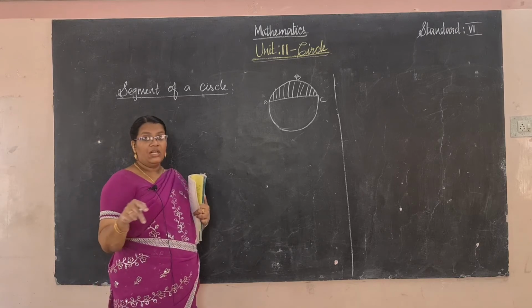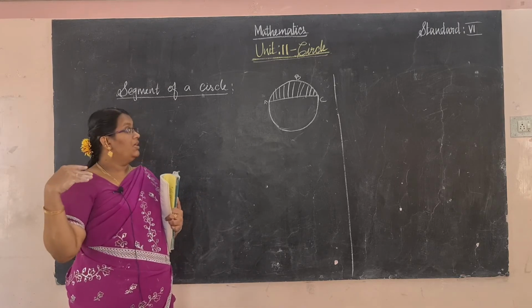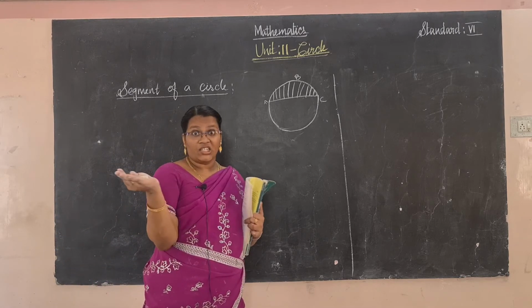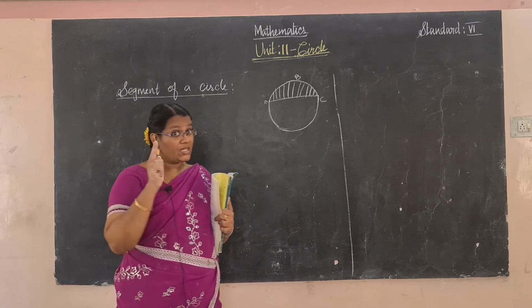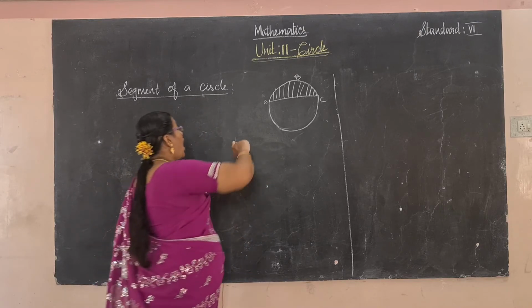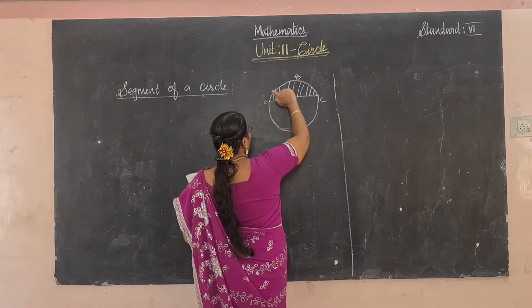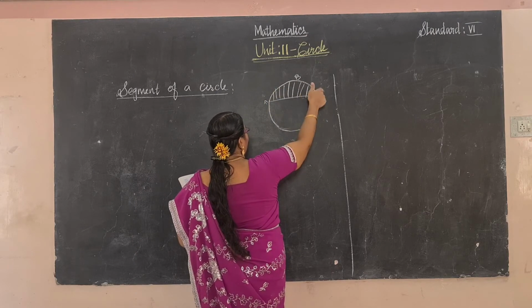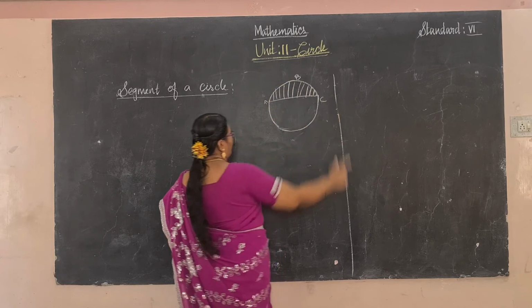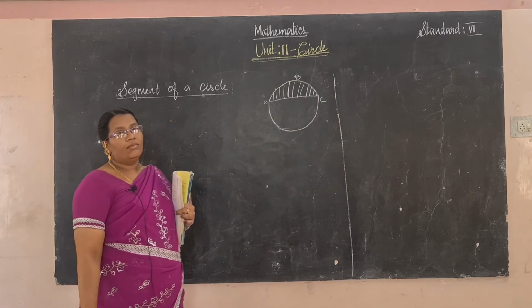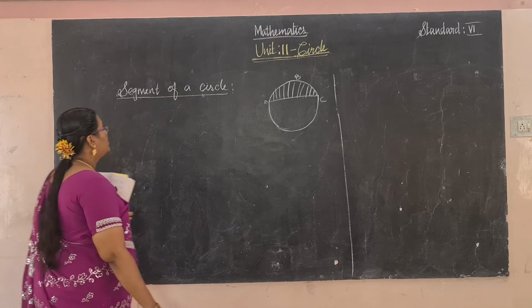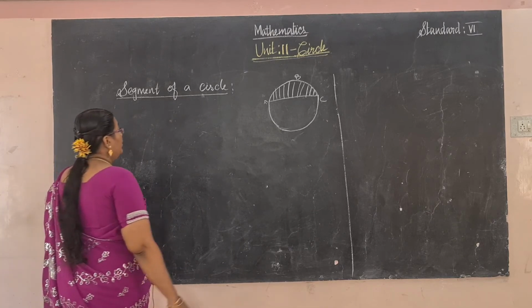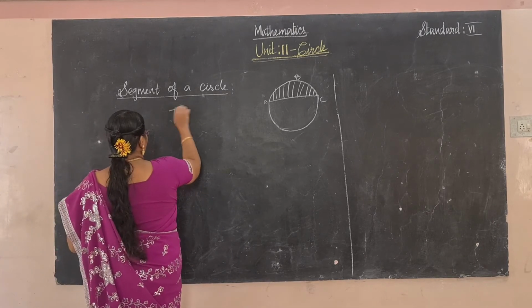The segment of the circle has a line segment that closes the arc. That is called the segment. Okay, an arc means a part of the circle, which only has the major arc and minor arc. Major arc and minor arc. Okay, right.